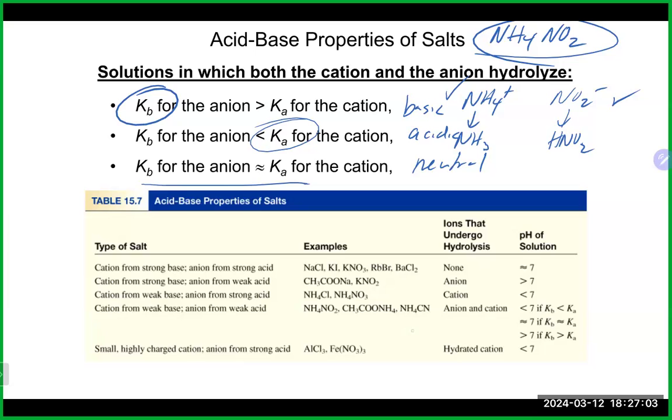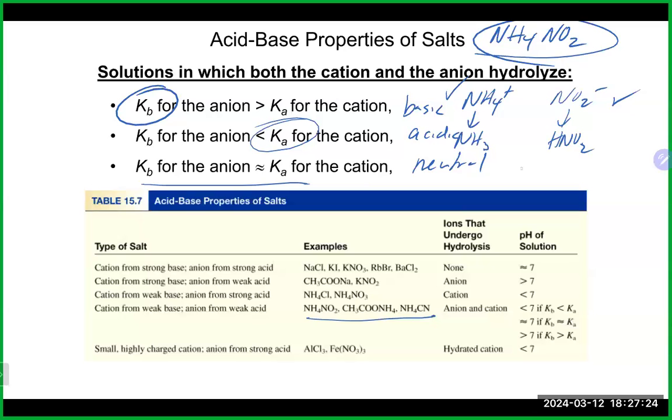So here are some where, again, both of them could go through some hydrolysis. In that case, we don't do both calculations. We compare the Ka to the Kb. And again, whichever one's larger is the calculation that we do, and we assume that is how the solution would behave.